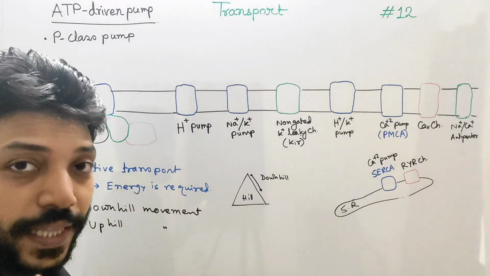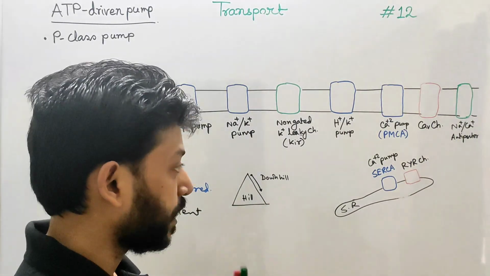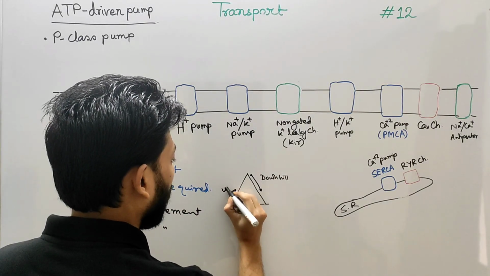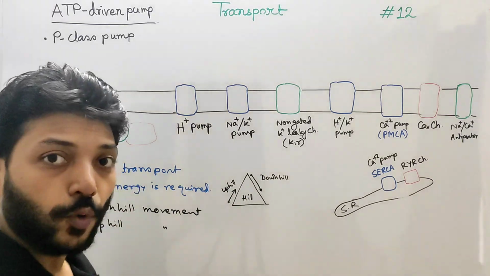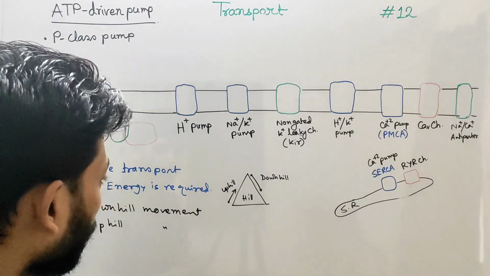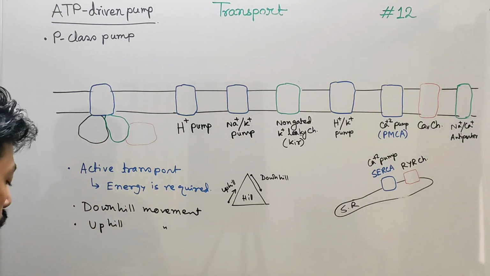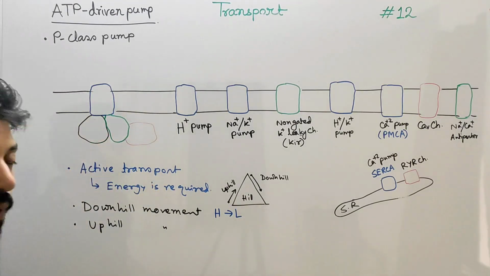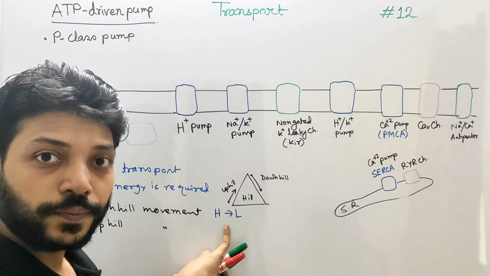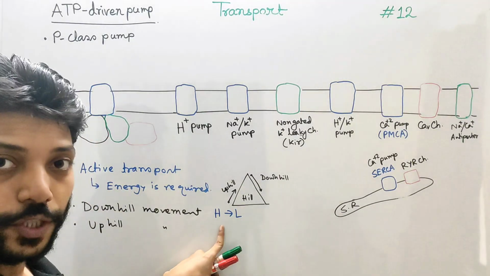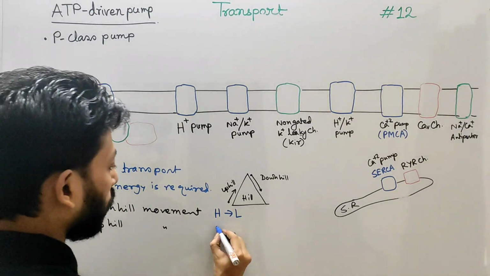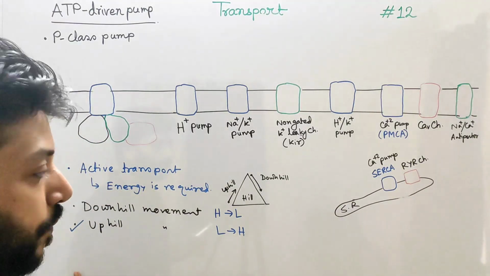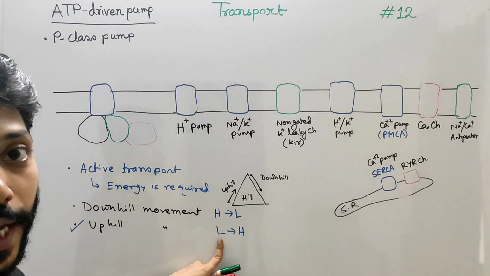It requires less energy, less effort, so it feels easy. But if someone tries to climb up the hill, we call it uphill movement, and it requires more energy and more effort. The same is true for molecules. When molecules move from higher to lower concentration, it is called passive transport and it does not require energy. But when molecules move from lower to higher concentration, like the uphill movement, it requires energy. That's why it's called active transport.